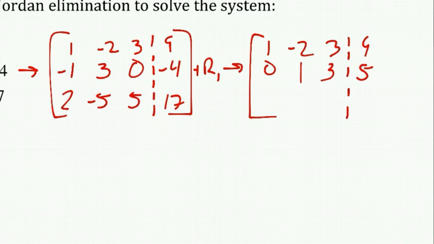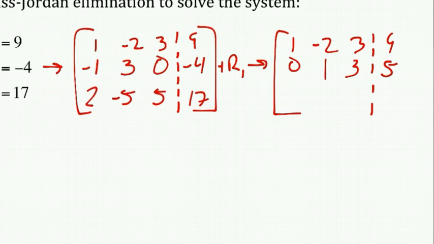Now, while we're at it, you'll notice I haven't started writing the third row. Let's see if we can get rid of this 2 as well. So I'm going to say let's add -2 times row 1 to row 3. So we're going to do -2 times 1 gives us -2. Add it to that 2, that gives us 0. Take -2, multiply it by -2, giving us 4. Take that 4 and add it to that -5, that gives us -1.